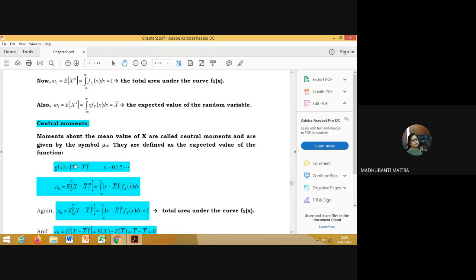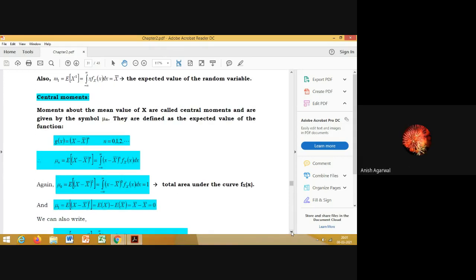So instead of x to the power n, which was the definition of the moment about the origin after taking expectation, while calculating the central moment the function will become x minus x bar. For calculating the nth moment, the generic function gx will be (x minus x bar) to the power n. Clear? Yes, ma'am.